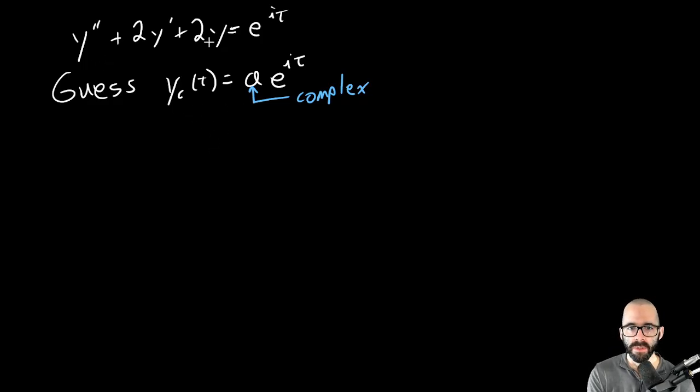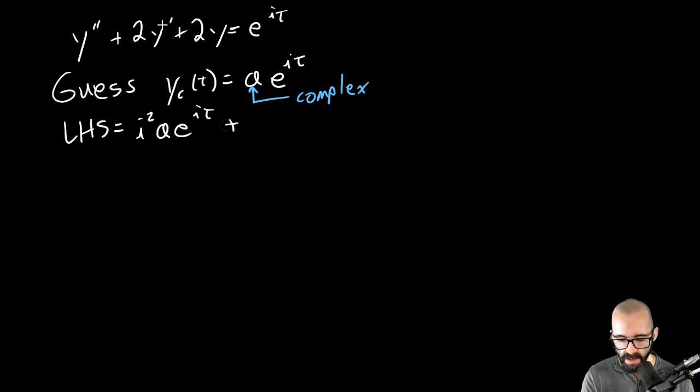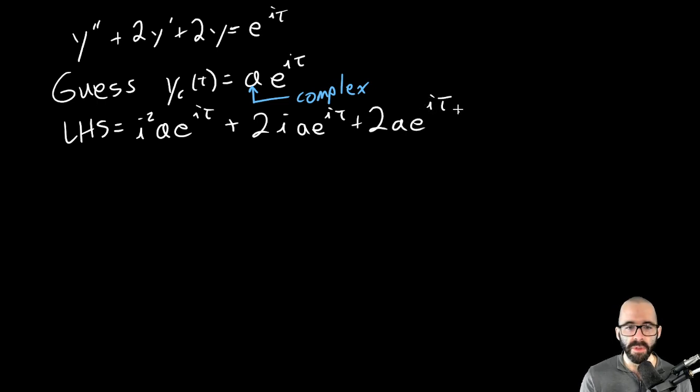We take the derivative, we make it equal. So the left-hand side is going to be the second derivative of this, which with the chain rule, derivative of an exponential function, this i comes down twice. So the left-hand side just becomes i squared times a e to the it, plus 2 times the first derivative, which is i a e to the it, plus 2 times the original function a e to the it, and that needs to equal the right-hand side.